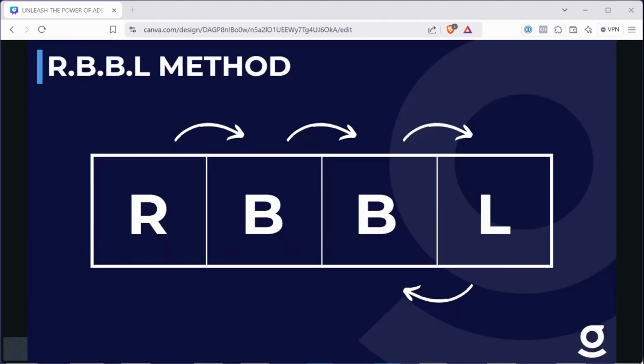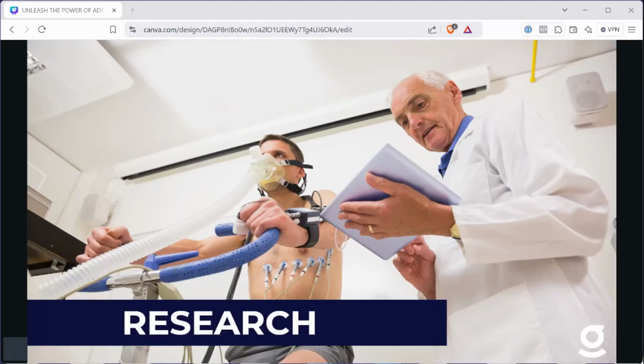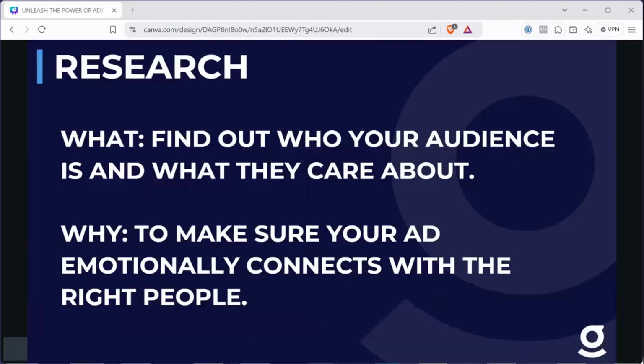So the RBBL method. So pay attention, please write this down, guys. You've got a pen and paper, grab that, write this down. The RBBL method. It stands for research, brainstorm, build, and learn. It's a simple 4-phase process. And if you apply this to your campaign and your business, this is the absolute key to unlocking incredible results with your ad campaigns. So let's dive right into the first step, which is research.